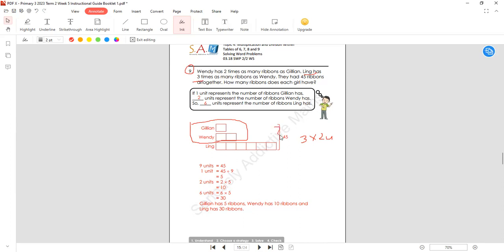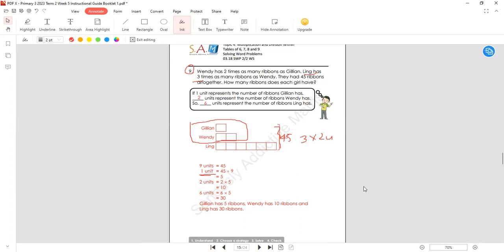altogether they have 45, right? Draw this way. And okay, so how many units was 45? You can count, right? 9 units got 45. It's always about finding the value of 1 unit first. And after that, they should be able to answer all the other questions, right?